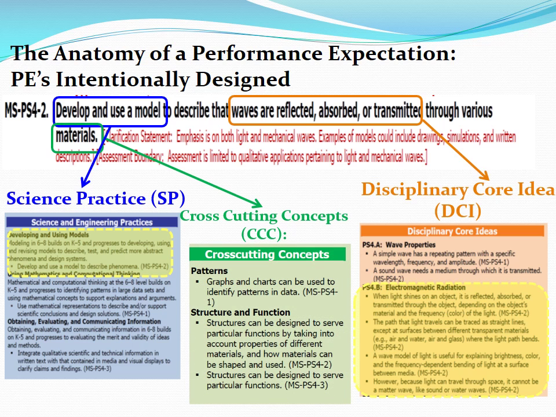Finally, the cross-cutting concept that is used in this section is called structure and function, and it says that structures can be designed to serve particular functions by taking into account properties of different materials. And so here we're seeing that the cross-cutting concept is that different materials have different properties. So, for example, the transmission of electromagnetic radiation would be different through glass than it would be through plastic. They have different indices of refraction and so forth.